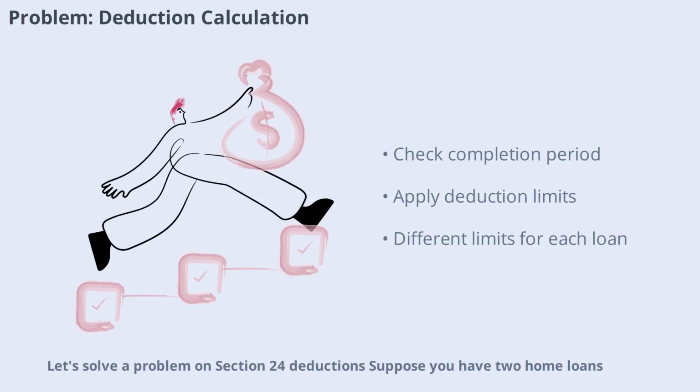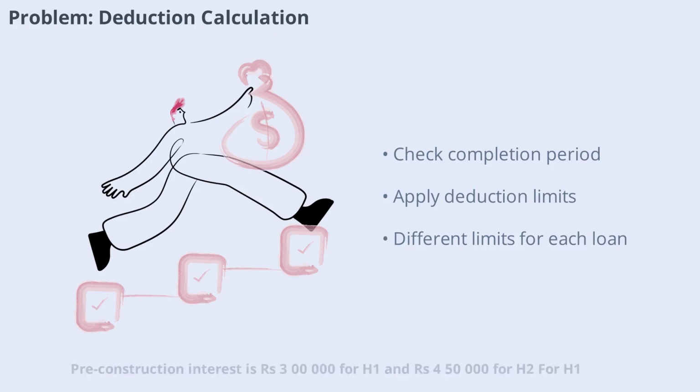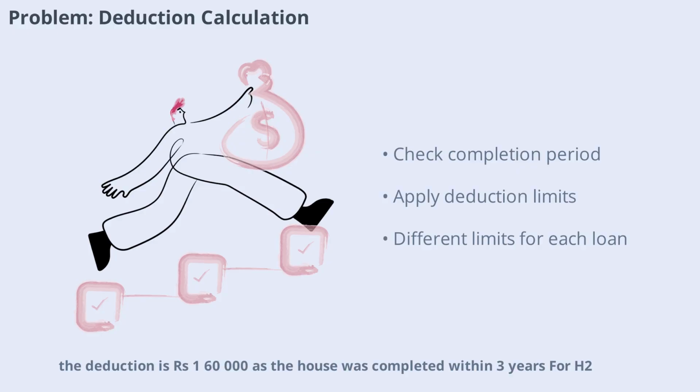Solve a problem on Section 24 deductions. Suppose you have two home loans. For H1, the loan was taken on 01/12/2004 and construction completed on 28/02/2006. For H2, loan was taken on 01/03/2005 and construction completed on 31/03/2009. Interest paid during the year is Rs. 160,000 for H1 and Rs. 220,000 for H2. Pre-construction interest is Rs. 300,000 for H1 and Rs. 450,000 for H2. For H1, the deduction is Rs. 160,000 as the house was completed within 3 years. For H2, since construction took more than 3 years, the deduction is limited to Rs. 30,000.